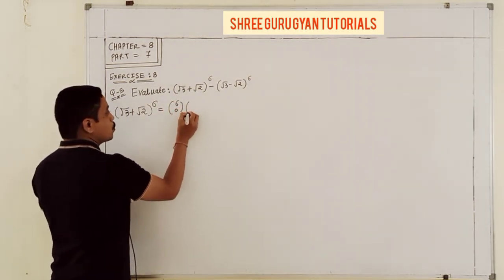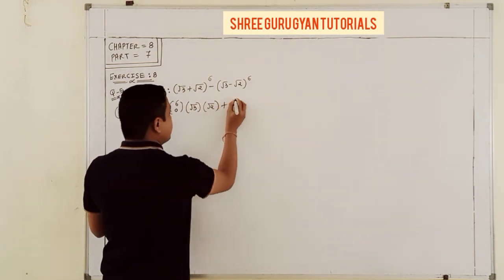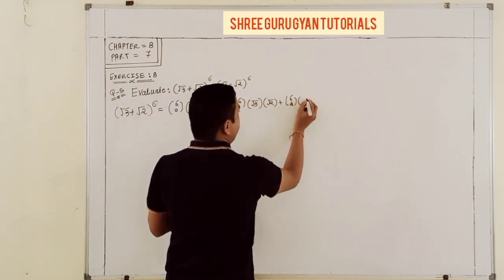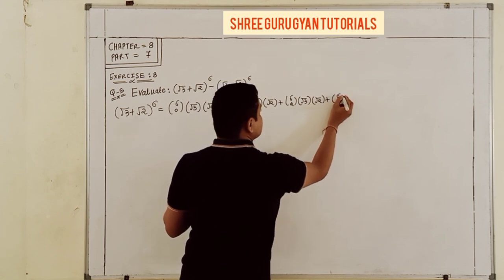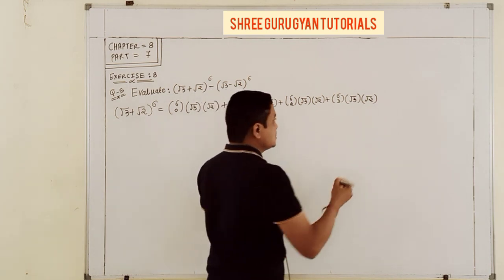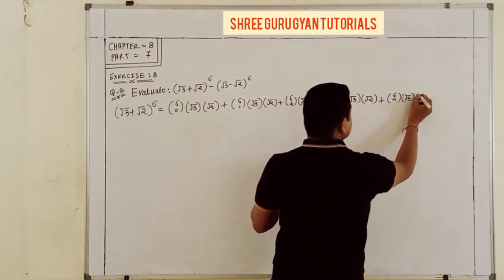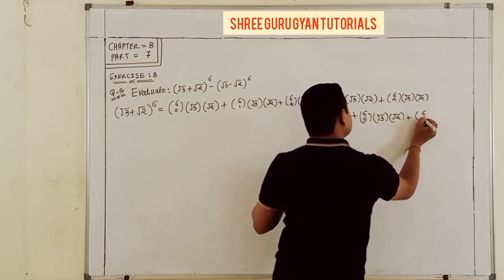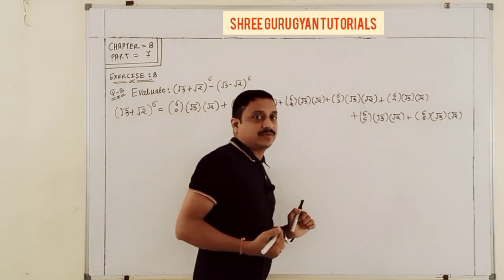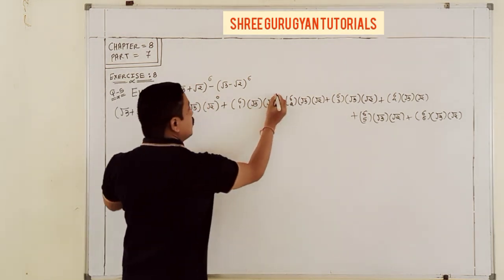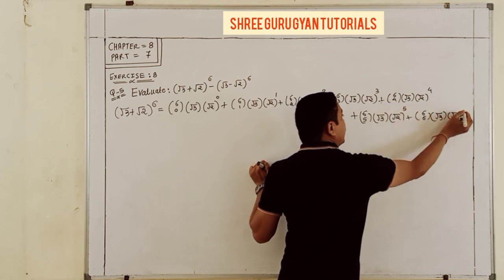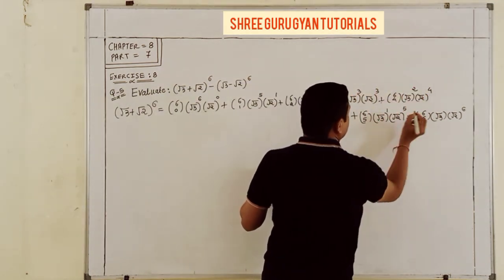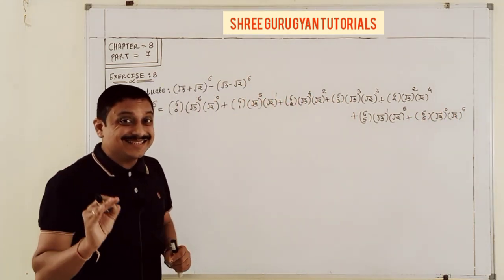Here 6C0, with √3 and √2, 6C1, and so on, up to 6C6: 6C2, 6C3, 6C4, next 6C5, and last 6C6. Now make the powers. The powers of √3 you can consider here as 0, 1, 2, 3, 4, 5, 6, and for √2 it is 6 minus 0, 6, 5, 4, 3, 2, 1, 0. Now you can calculate easily, step by step.